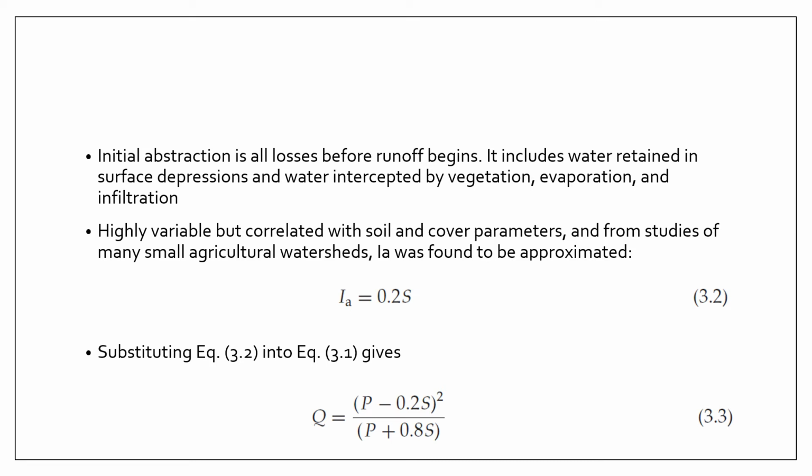Now note that initial abstraction is highly variable, but it is typically correlated with soil and land cover parameters. And from the studies of many small agricultural watersheds, Ia was found to be approximated by Ia equal to 0.2 multiplied by S. Now, if you plug this equation into the previous equation, you get Q is equal to P minus 0.2 times S, and that quantity is squared, and then divided by P plus 0.8 times S.